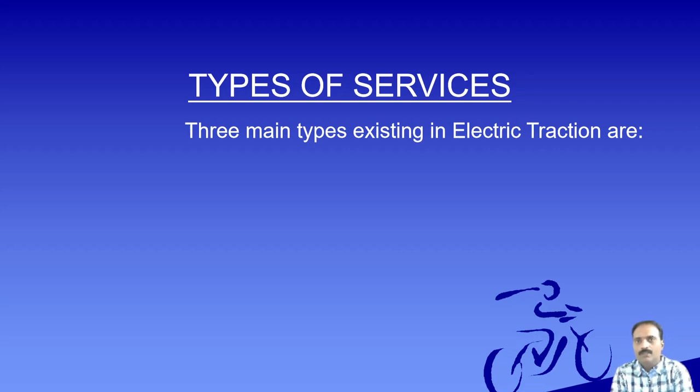Before going to know the speed time curves, let us see the different types of services we are going to have in electric traction. Depending upon the traffic density and the distance between the two stops, the services in electrical traction have been divided into three: urban services, suburban services, and mainline services. This classification has been made depending upon the distance and the traffic density of the route.